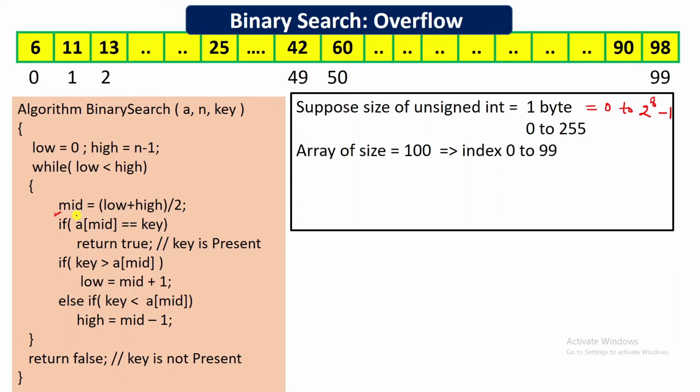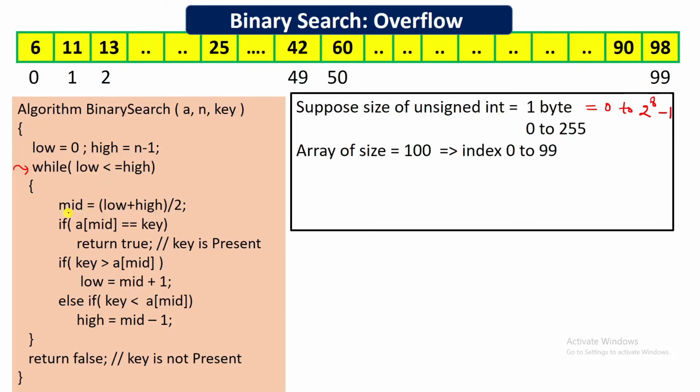might go wrong. Now let's assume that we have written this program in any of the languages, and let's say low and high are of unsigned int data type. Because they cannot be negative, we have taken the data type as unsigned int, and mid is also of unsigned int data type. So when this while loop starts, 0 is less than or equal to 99. So it is true.